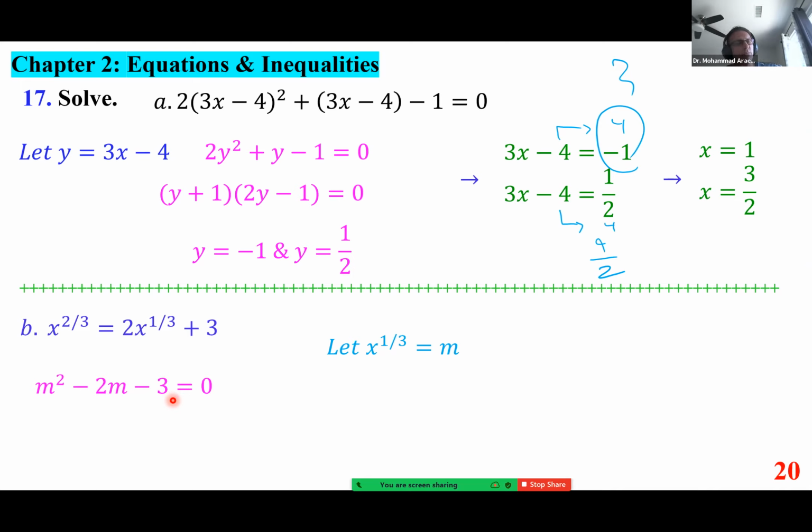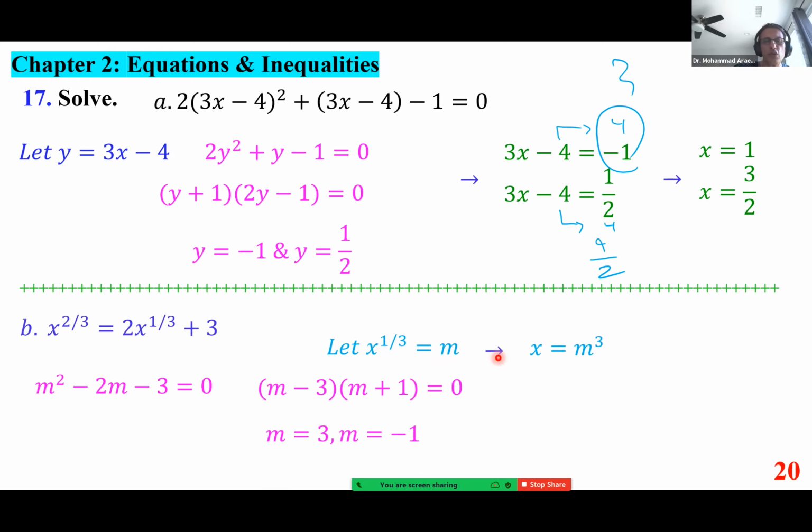A very simple factor, which results in m being 3, m being -1. But remember, we are interested in x, not m. In order for you to get to x, you look at this one. How do I get to x? I have to raise this to the third power. So if I raise this to the third power, x is m cubed.